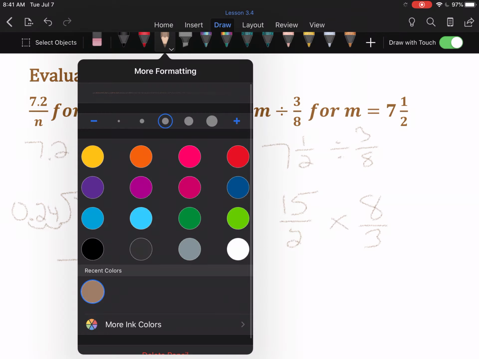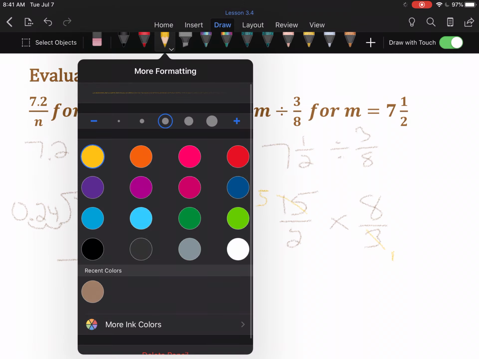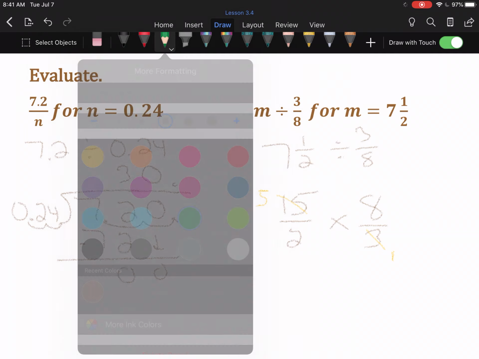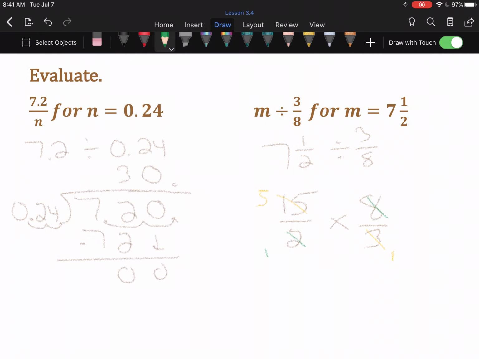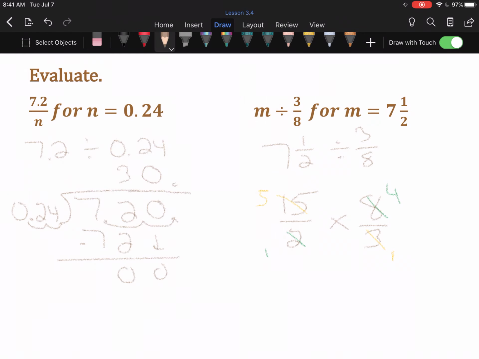There is a fair bit of simplifying you can do here. 15 and 3 can change into 5 and 1 respectively. That's nice. 2 and 8 can change into 1 and 4 respectively. That's nice. 5 times 4 is 20. In the denominator, 1 times 1 is 1. And we wouldn't write 20 over 1. That is the whole number, 20.